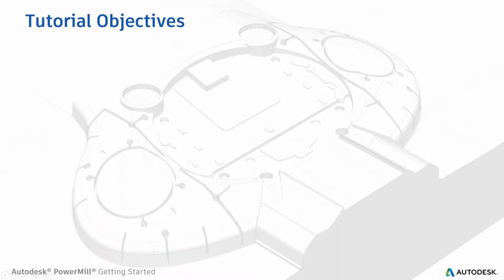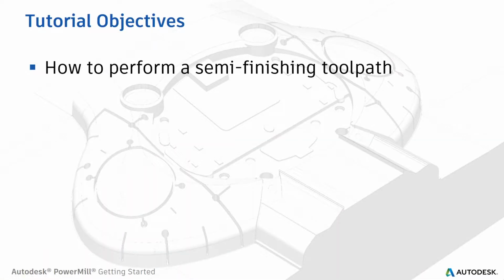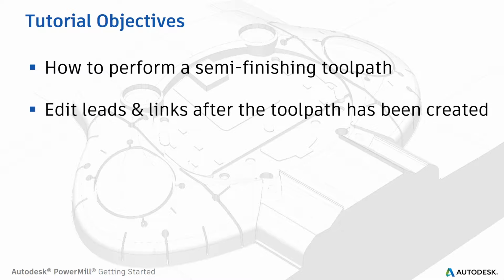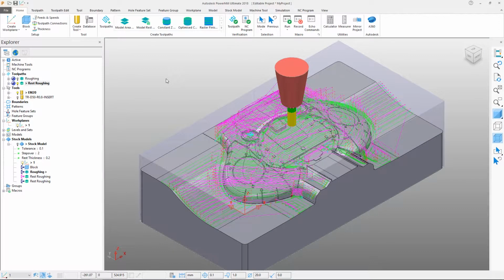In this tutorial, you will see how to perform a semi-finishing operation and edit leads and links after the toolpath has been created. The final section of this tutorial is to produce an NC program. For this tutorial, we will require a new ball nose tool.